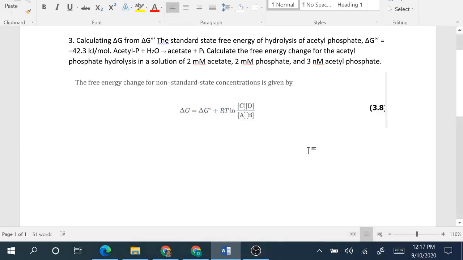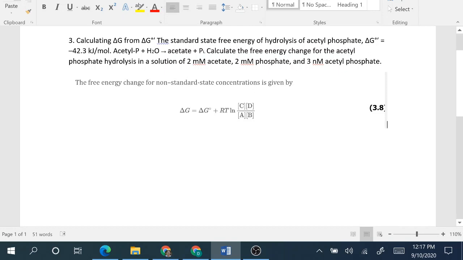Alright, in this problem, number 3, in Chapter 3 of Garrett Biochemistry, we'll be calculating delta G from delta G naught prime, the standard free energy of hydrolysis of acetyl phosphate. Delta G naught prime is equal to negative 42.3 kilojoules per mole. And we are given the equation acetyl phosphate plus water yields acetate plus inorganic phosphate.